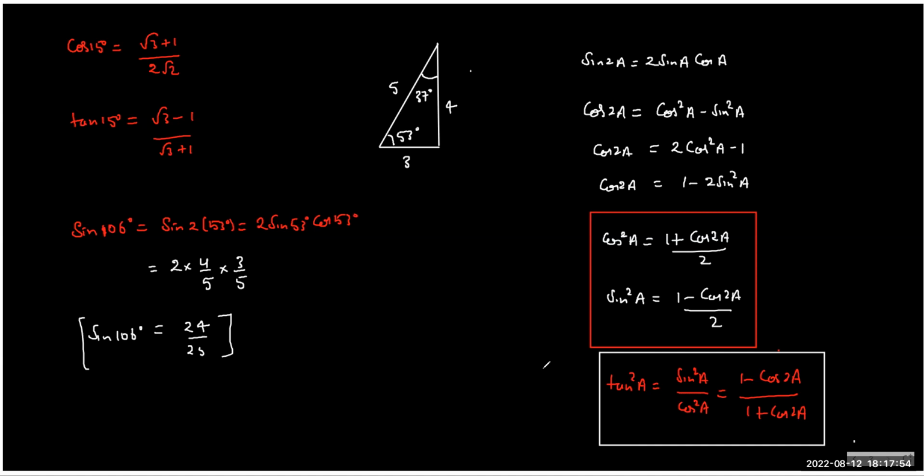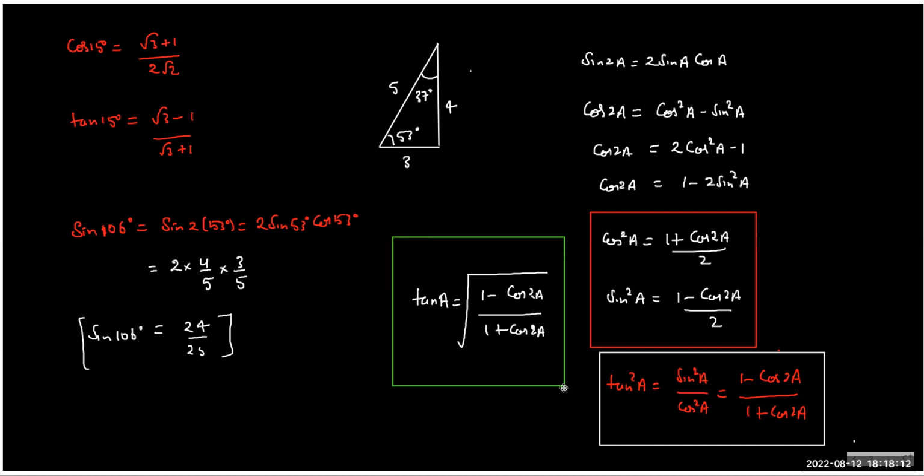So you can also write tan A equals to under root of, because it's a square. It will be plus and minus, but I am just taking the plus value, the first quadrant value. In maths, you have to take both the plus and minus. So you can also get the answer from here.